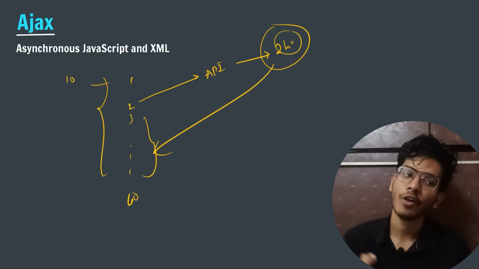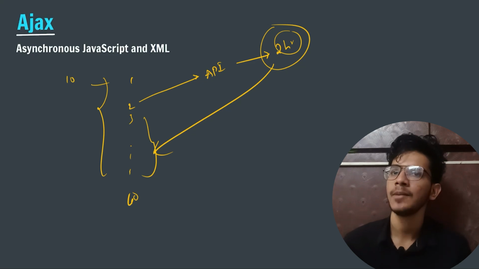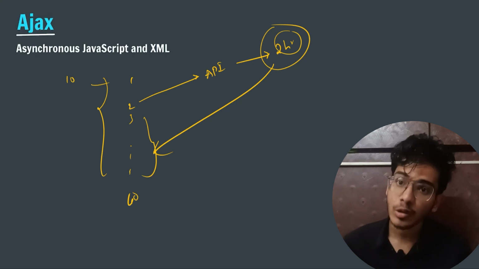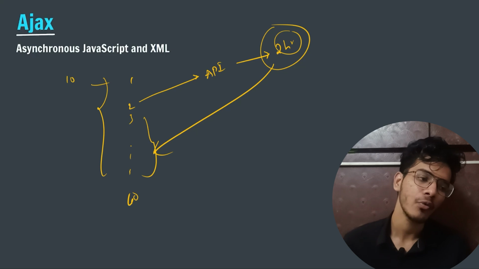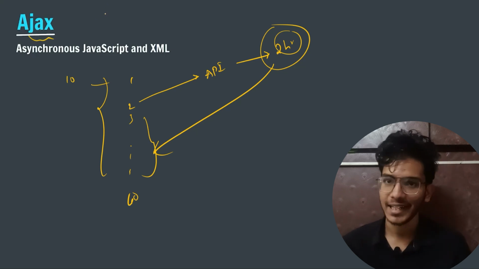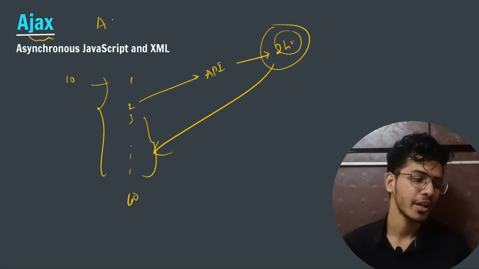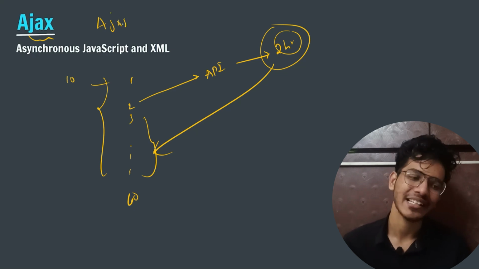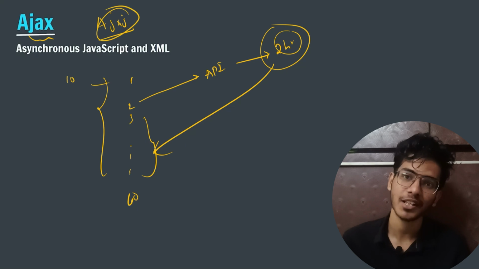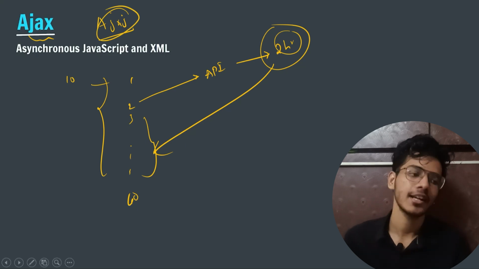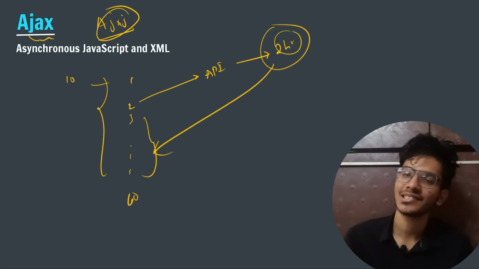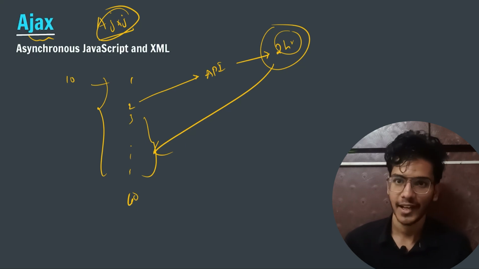This is the meaning of AJAX. In previous times we used to use XML, that is why we named it AJAX. Right now we are using JavaScript objects, right, JSON. So here you can call it AJAJ, but AJAX sounds better, that is why we have kept it as AJAX. I hope you have understood.